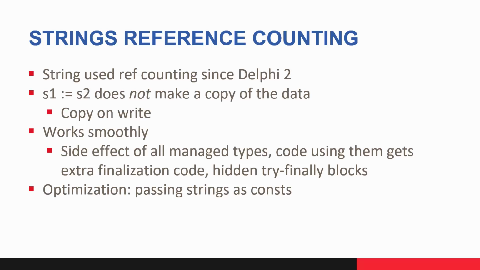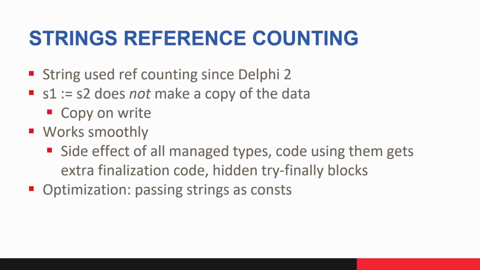For example, when declaring a string in a local block, you get a hidden try finally block because a string is a managed type and needs to be cleaned up. If you have a string in a record, when the record goes out of scope, the compiler has to inject some code to decrease the reference count for the string and eventually remove the string from memory. So all managed types incur overhead finalization code and hidden try finally blocks, and strings make no exception to that rule.